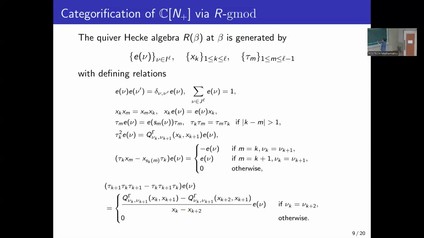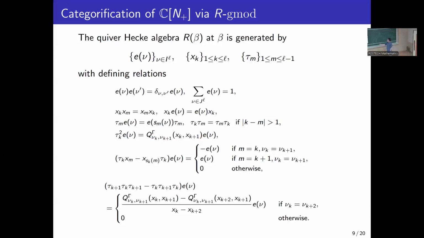So now let me give the definition of the quiver Hecke algebra. This is an algebra over this field. We have three kinds of generators. The first one is e nu, where nu is one of the sequences I introduced before. Then x k, of which there are L many elements, and tau m, of which there are L minus one many elements. The first one is called the idempotent generators.